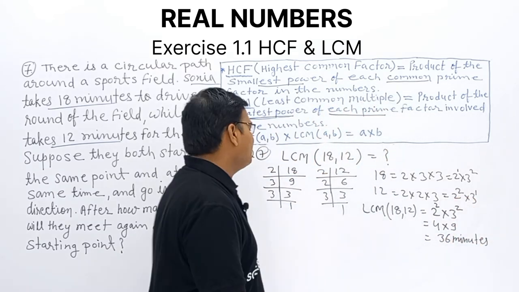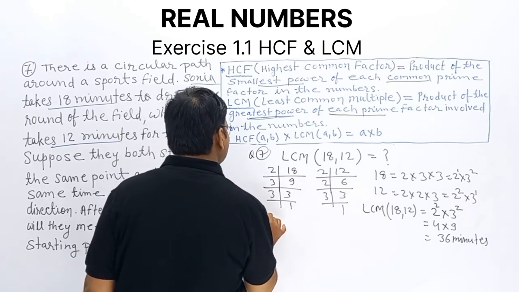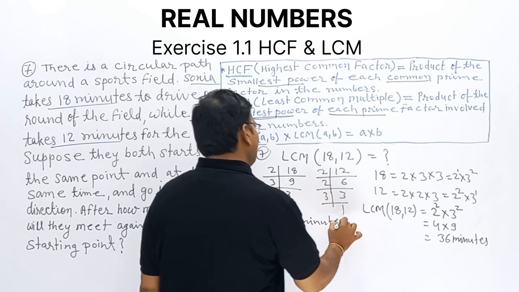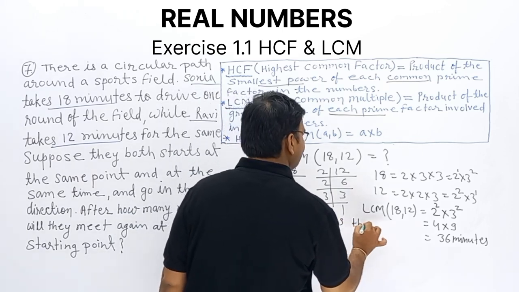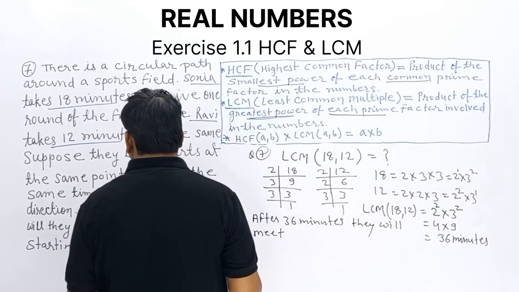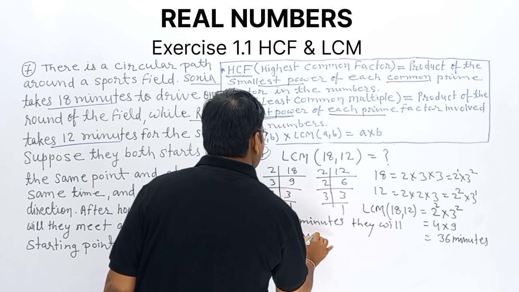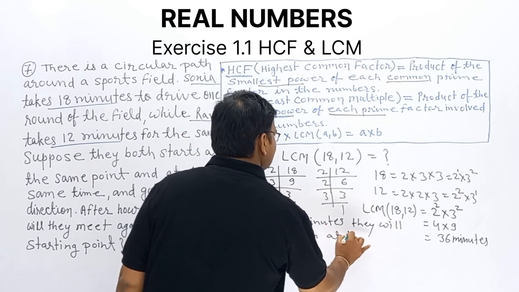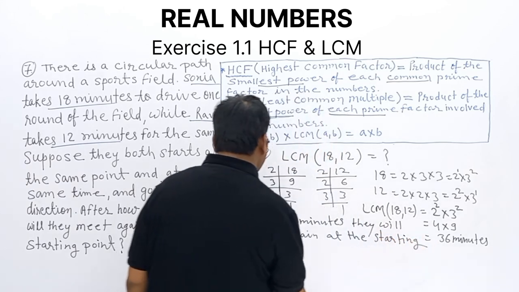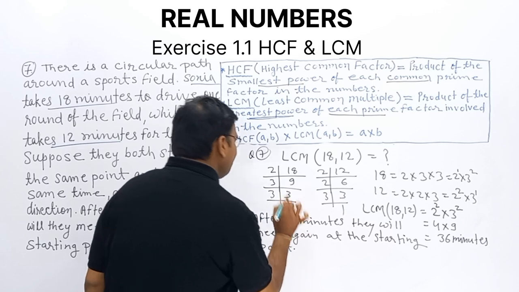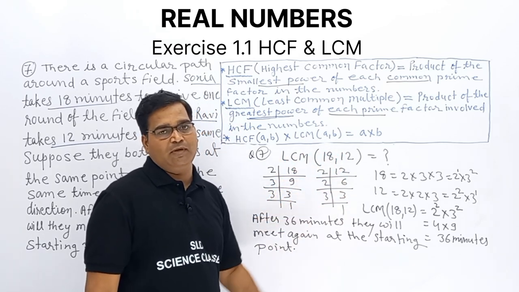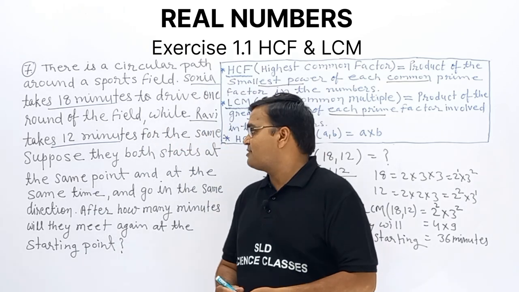After 36 minutes they will meet again at the starting point. And for finding this starting point, what do we do? The LCM of the given numbers 18 and 12. So I hope you are getting the solution of this question.